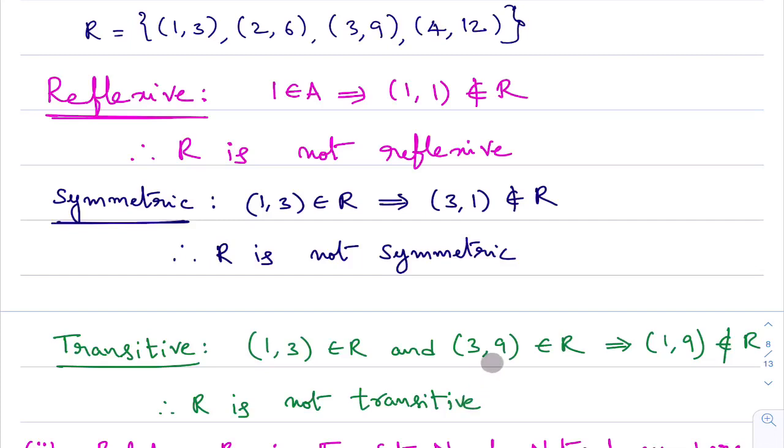See, last class, a 40 minutes video, on reflexive relation, symmetric relation, transitive relation. Please go through that video first. Then only you watch this video. Otherwise, it is very confusing. See here, (1, 3), (3, 9).